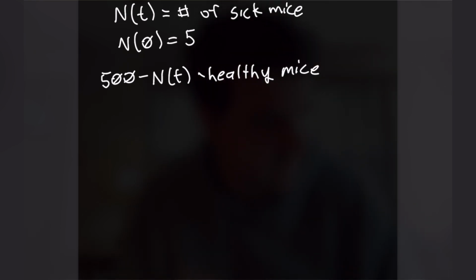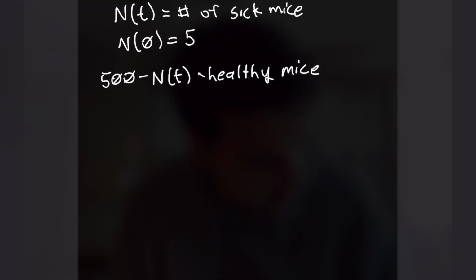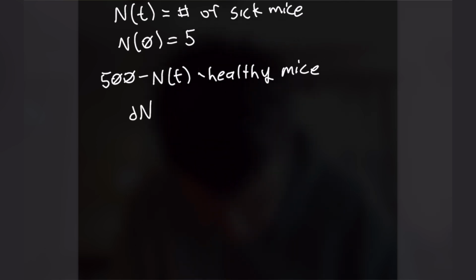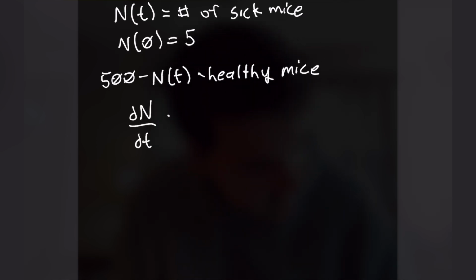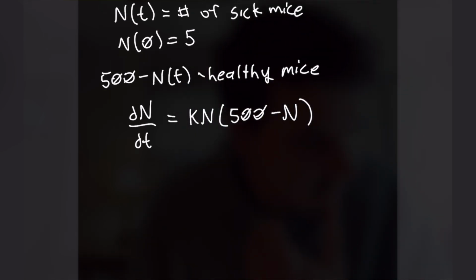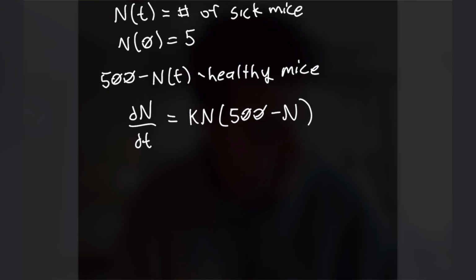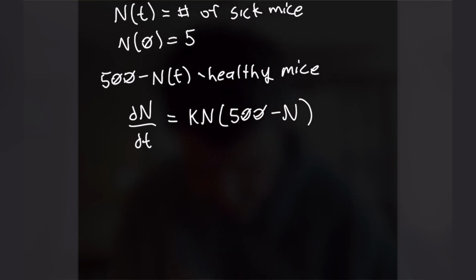And k is once again our constant of proportionality. So since we know that they are proportional, we have that dn over dt is equal to kn times 500 minus n, as the theory states that the rate of change in the infected population is proportional to both the number of healthy mice and the number of sick mice. So we can rearrange this to get a linear equation to solve just like we have been.